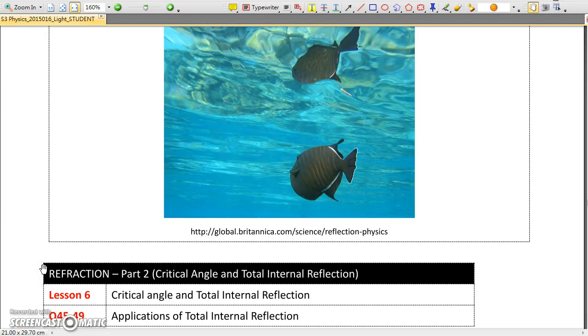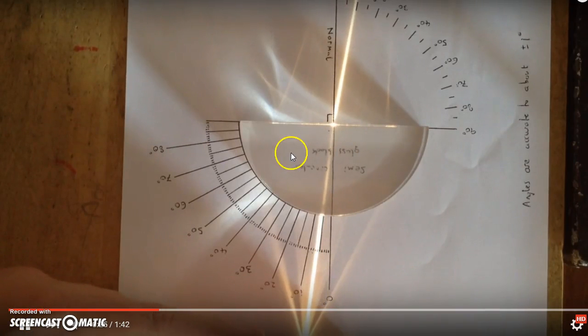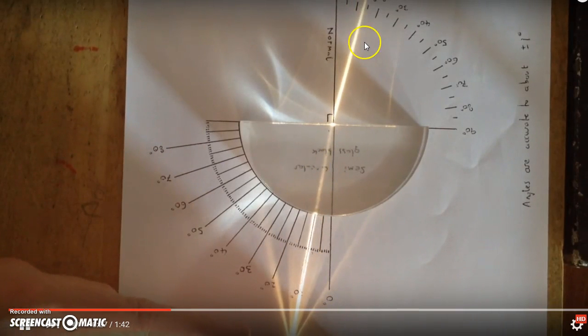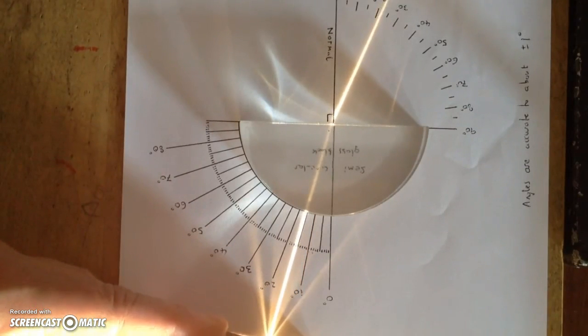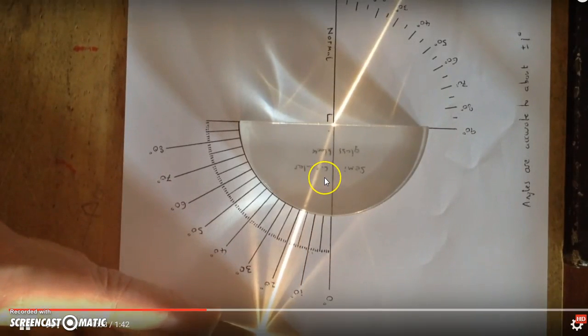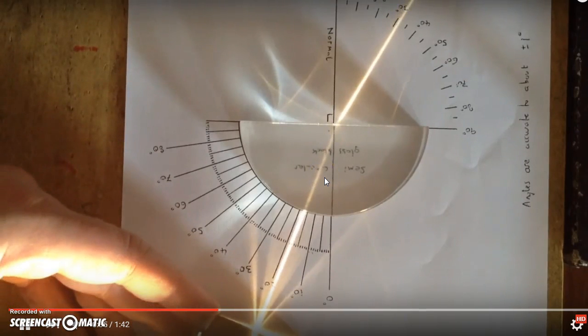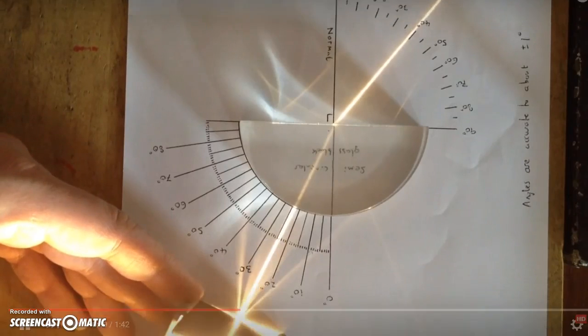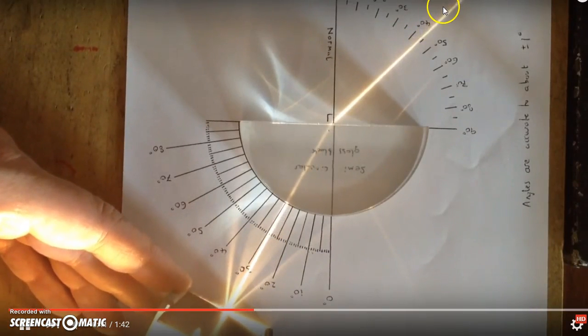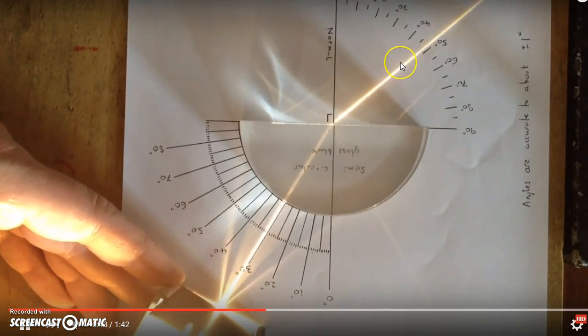Refraction, Part 2. Critical angle and total internal reflection. From glass into air, it bends away from the normal. What does that mean? You can see that the incident angle is smaller than the refracted angle, which is in air. The refracted ray bends away from the normal.